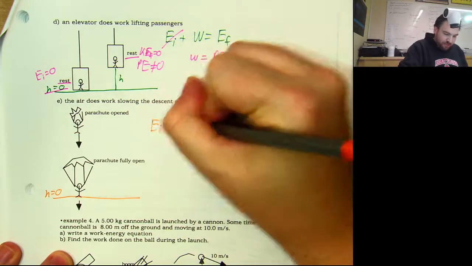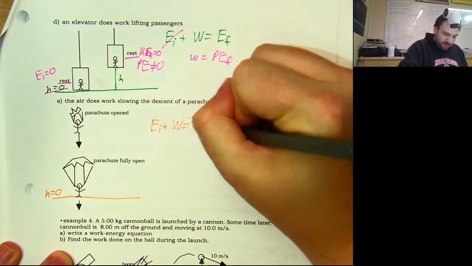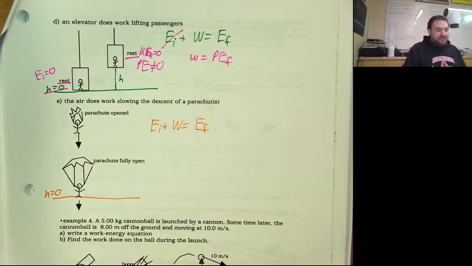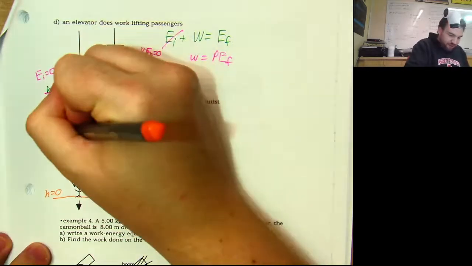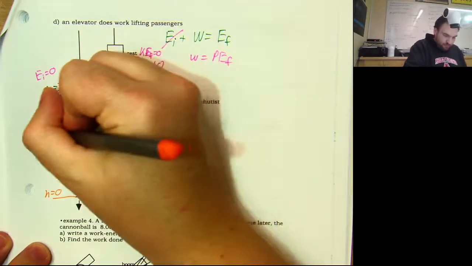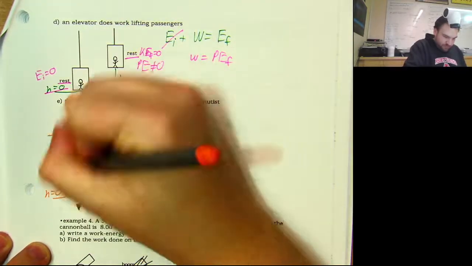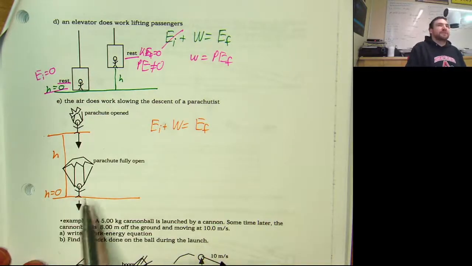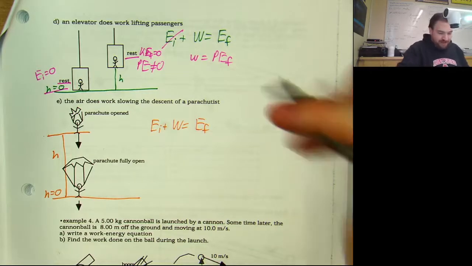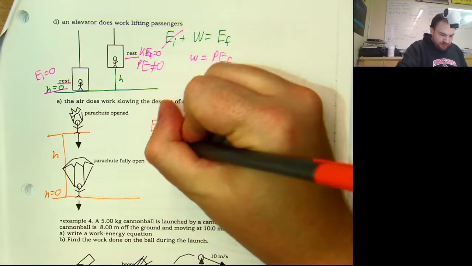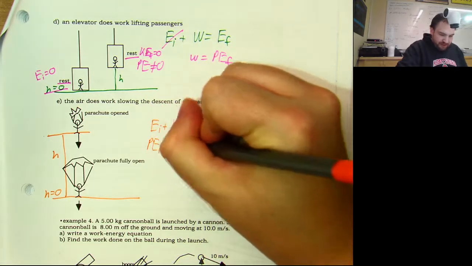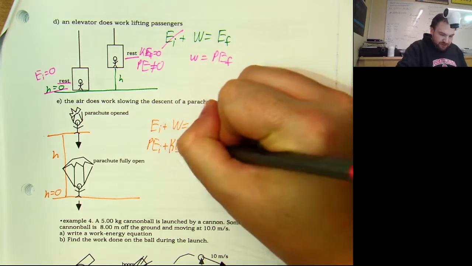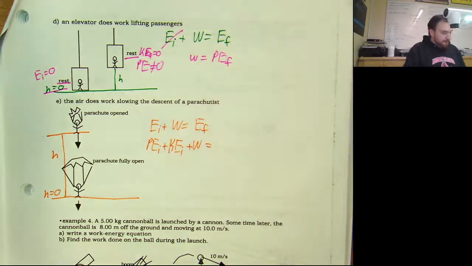energy initial plus work equals energy final. What kind of energy existed? This is my initial situation. Some height above the ground, or some height above this level here. What kind of energy exists at the beginning? Kinetic and potential. PE initial plus KE initial plus some work being done is going to be equal to what?